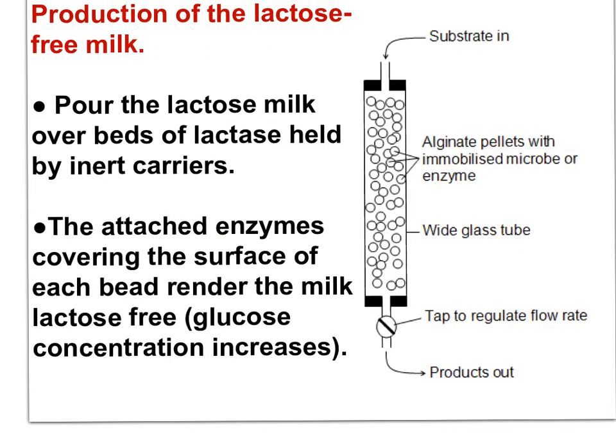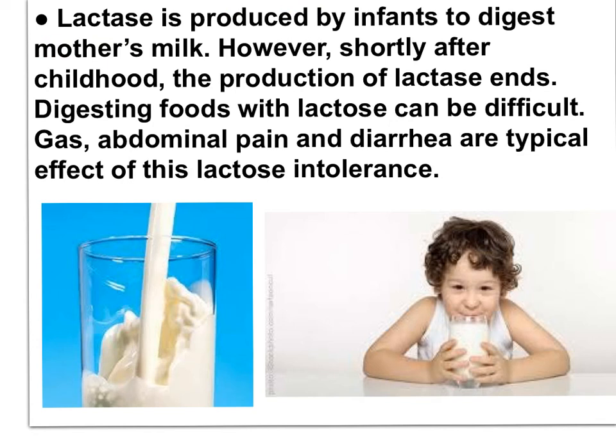Here's another slide displaying the process of producing lactose-free milk using immobilized lactase enzymes in a column. Pour the lactose milk over the beads of lactase held by these inert carriers. The attached enzymes covering the surface of each bead render the milk lactose-free. Glucose concentration increases, and the lactose-free milk will not disrupt the digestive system of those who are lactose intolerant, and it's a bit sweeter.